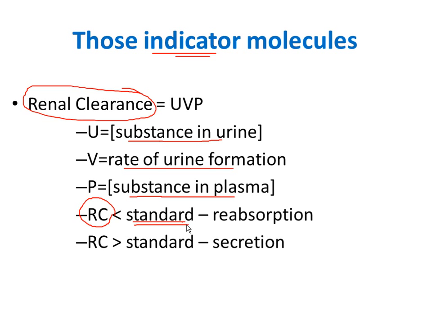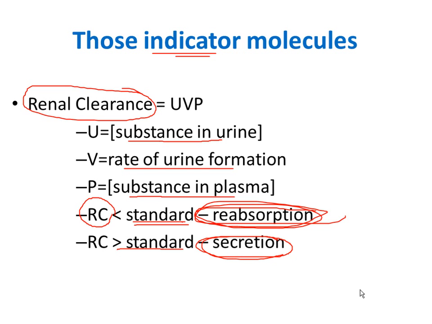If the renal clearance in the patient is less than the standard, they're doing too much reabsorption. Something's wrong with their ability to regulate filtration, and it's too slow. If their renal clearance is greater than the standard, they're doing too much secretion. Okay, they're throwing things out willy-nilly, or their filtration rate, it's not right either. So either way, if we're too far away from the standard, it's an indication of pathology. And that's all you have to know about clearance.